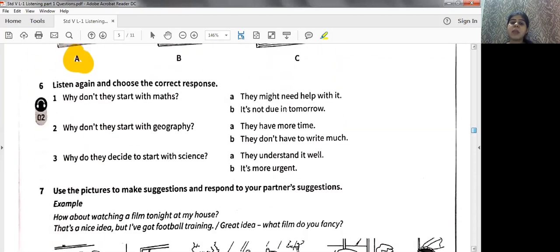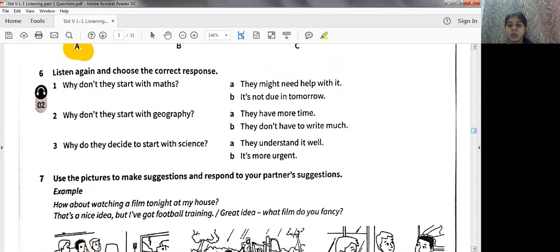Now it is from the same audio that we have done, students. So the first question: why don't they start with math? Because it is not due tomorrow. Due means it is not important to submit it tomorrow. That is why they don't go with math. So it is B option. Excuse me, put a tick on the B.